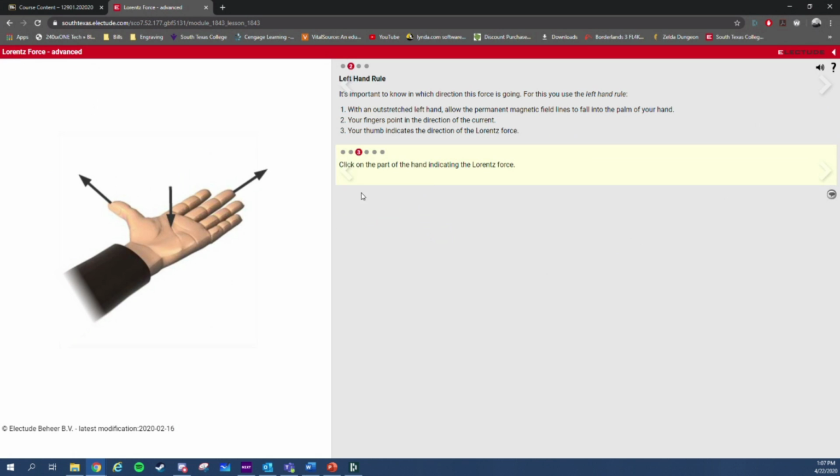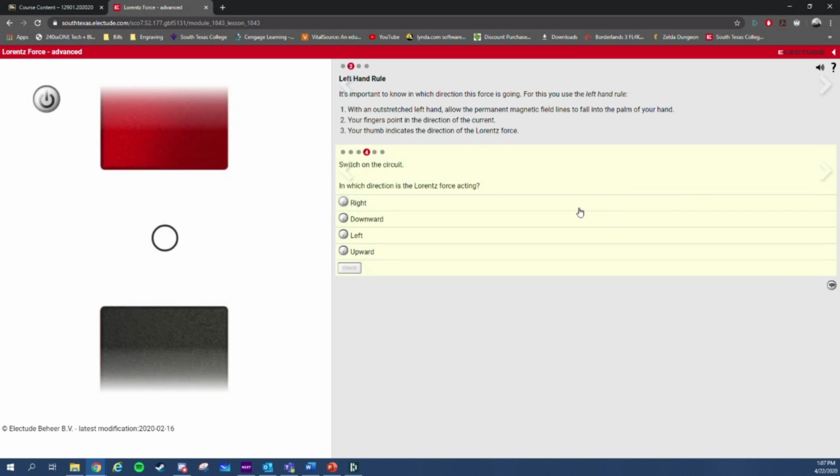Click on the part of the hand that indicates Lorentz force. Lorentz force direction. Your thumb indicates, okay. Switch the circuit on. In which direction is the Lorentz force acting?